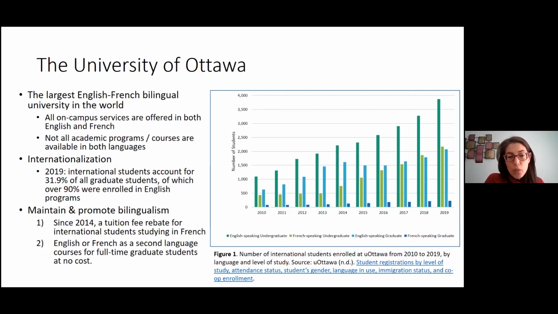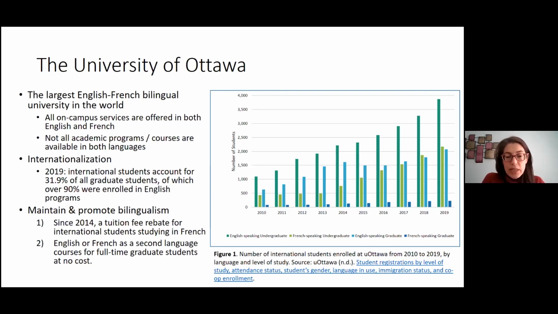Now, the University of Ottawa is pursuing a dual mandate, both to internationalize but also to maintain and promote bilingualism, and it's doing this in tandem. So the graph that you can see here illustrates how the efforts of internationalization have paid off at the University of Ottawa. And the four different bars: English-speaking undergraduate, French-speaking undergraduate, English-speaking graduate, and French-speaking graduate. So clearly you can see that the English-speaking, particularly at the undergraduate level, are doing quite well.